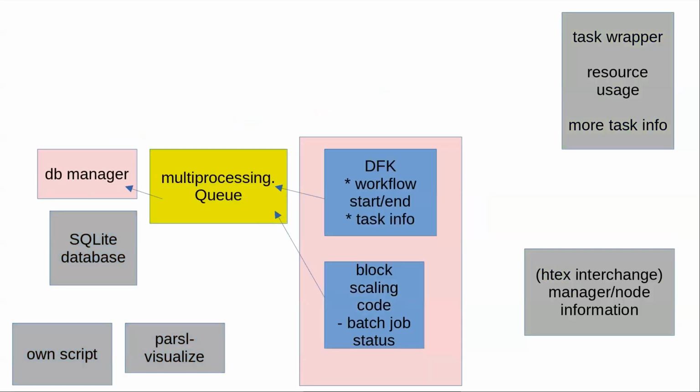Going down one more layer, there's a multiprocessing queue in Parsl, and any process that's running in the core submit side processing group can put messages into that queue, and it pops out at the database manager. So that's the data flow kernel for workflow and task information, and the block scaling code is also running. They're both running in the submit process, so they have access to this queue, which is just Python multiprocessing stuff.